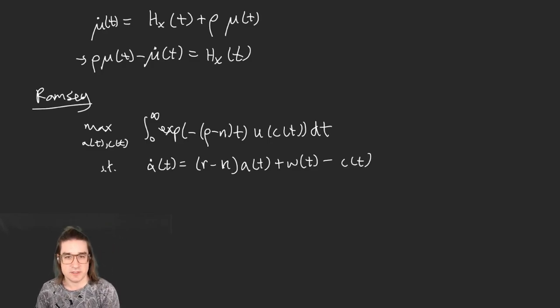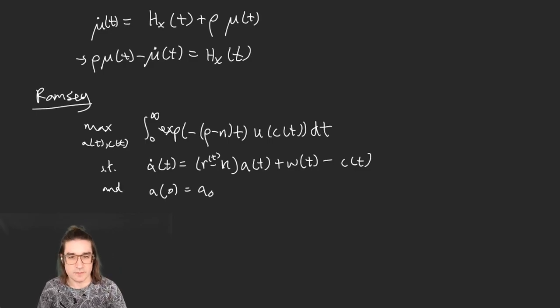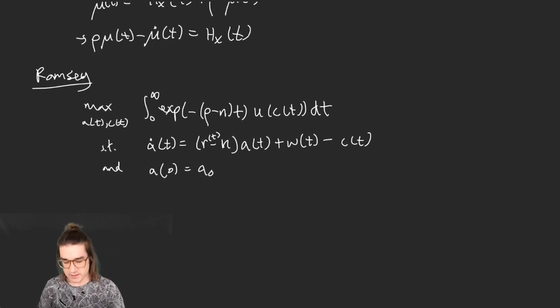Okay, so this is just assets. In the background, we know capital is going to be relevant at some point, but right now we're thinking about you just have assets you can save and borrow. And I guess I should write r of t here. Okay, and then the other thing is that a of zero is the initial condition. All right, so that's the full statement of a Ramsey style optimization in continuous time.